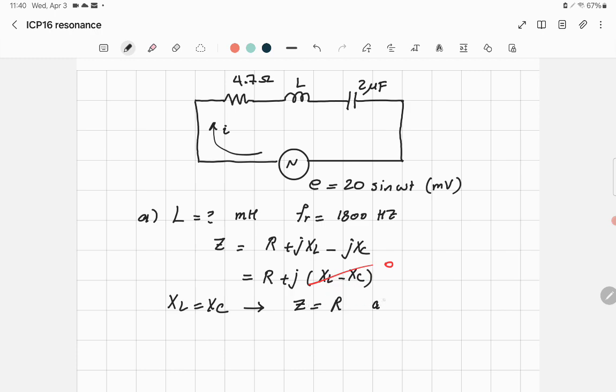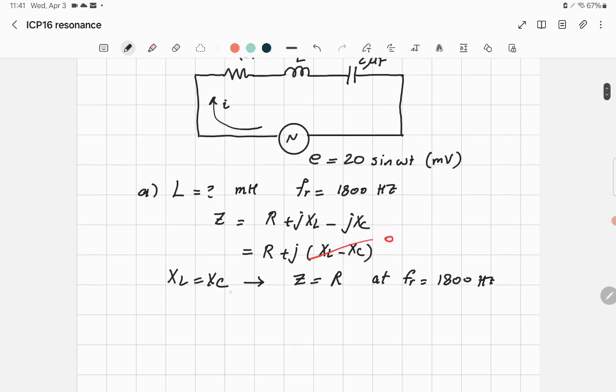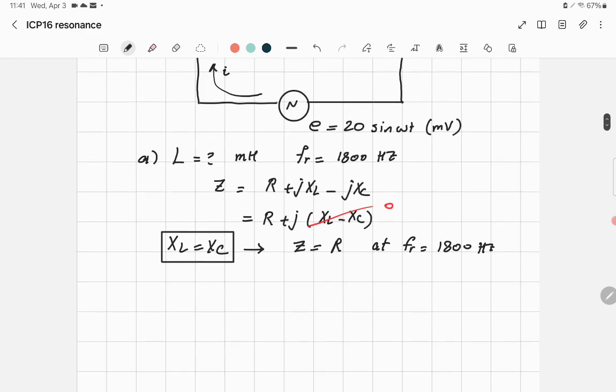All right, that's at the resonance frequency 1800 hertz. So that's the condition that XL is equal to XC. That's the key. Well, let's figure out how to find the relationship. XL is equal to XC. What is XL? It's equal to omega L. What's XC? It's equal to 1 over omega C.